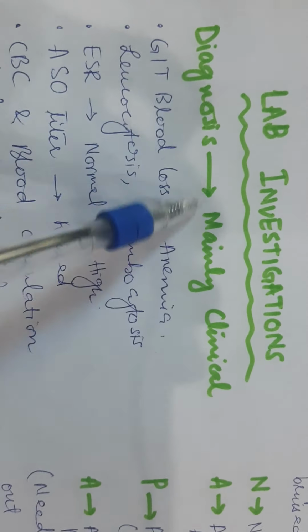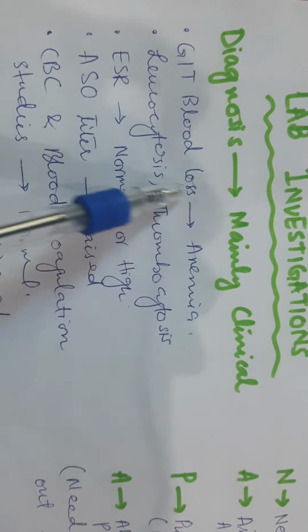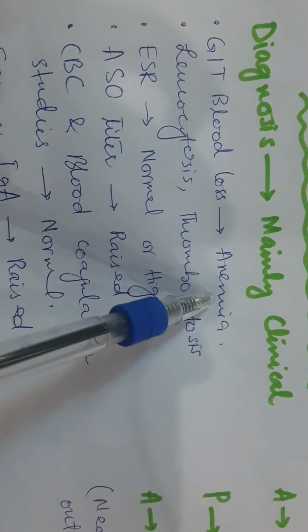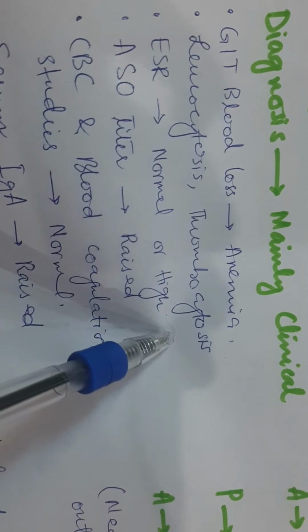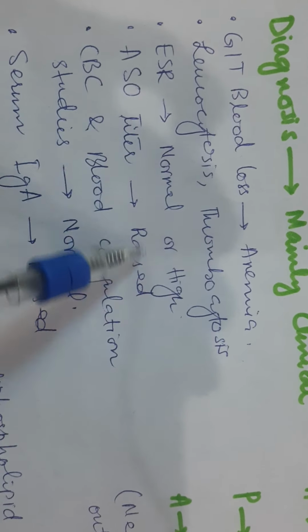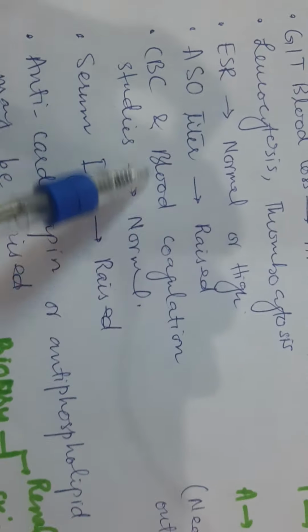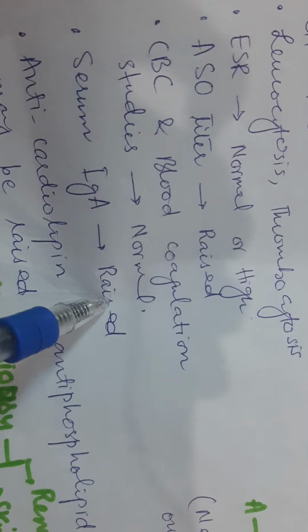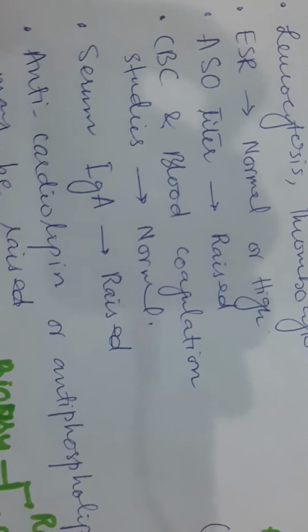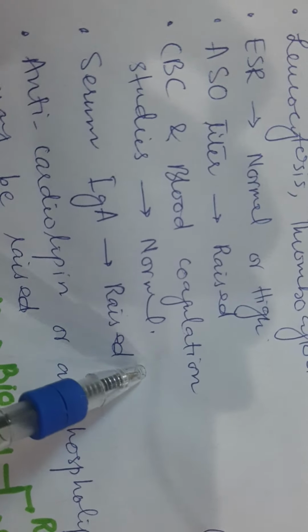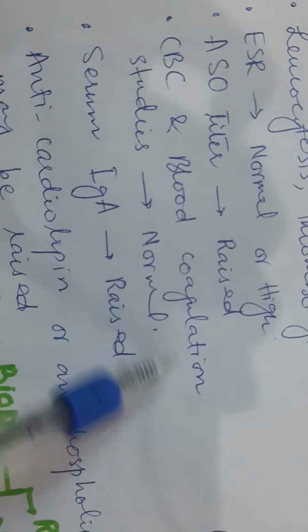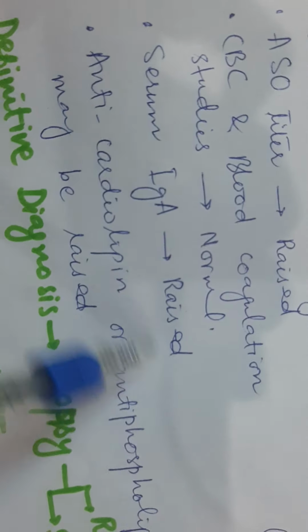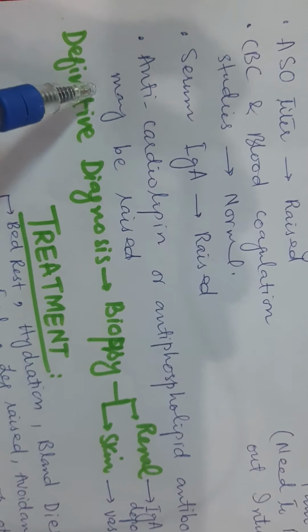Now, lab investigation. Diagnosis is mainly clinical, but lab investigations are done to rule out other causes. GI blood loss may present with anemia, leukocytosis and thrombocytosis may be present, ESR may be normal or high, and ASO titer is raised. Blood coagulation studies are normal, and they are done to check whether there is any coagulation abnormality due to which these hemorrhages or petechiae are being developed. Serum IgA is raised, and anti-cardiolipin and anti-phospholipid antibodies may be raised.